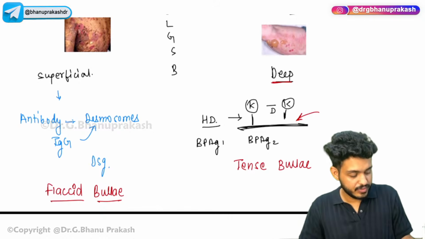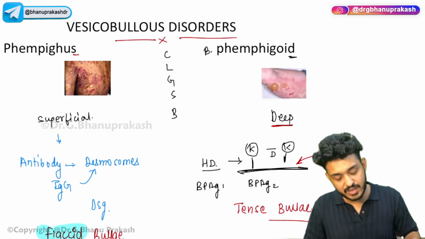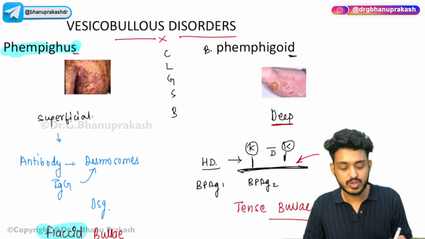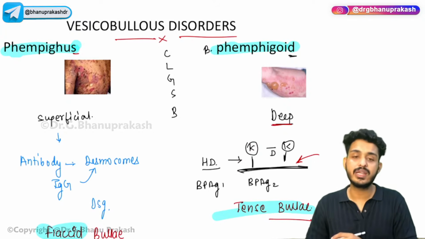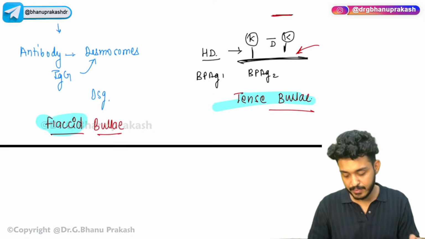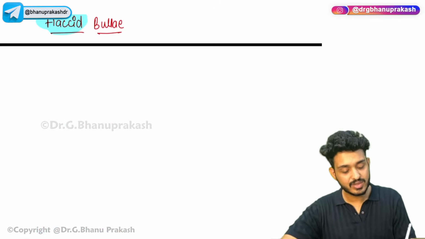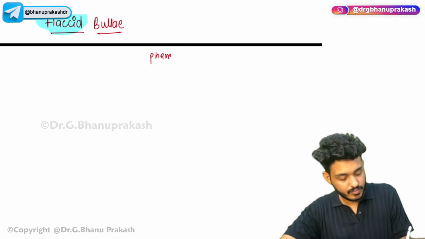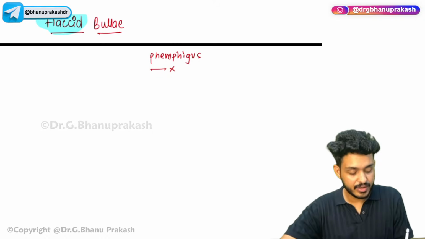That would give you which kind of bulla? Tense bulla. If you do not understand anything with this slide, just remember two terms. Flaccid bulla, pemphigus, S for superficial. Tense bulla, pemphigoid, D for deep. Simple story. You have to remember this much at least. Now let's talk about pemphigus. Very important slide, guys. It will take five more minutes and you will understand this.